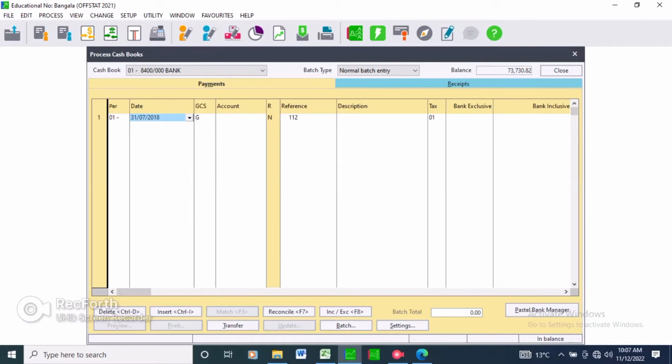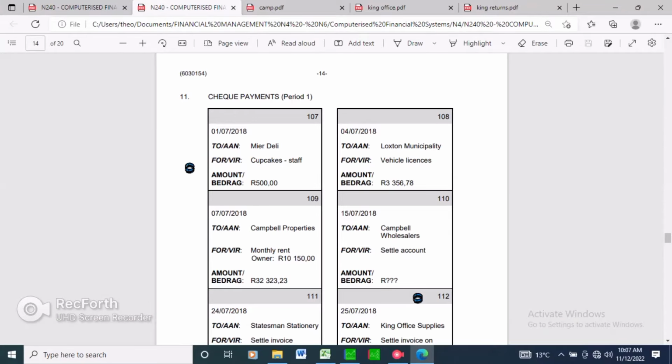The first check payment was on the 1st of 07/2018 to Mail Daily for cupcakes for staff, guys. But with some accounts, you can't find an account called cupcakes for staff. But this can also fall under your refreshments, guys. But anyway, let me show you how to record this one.